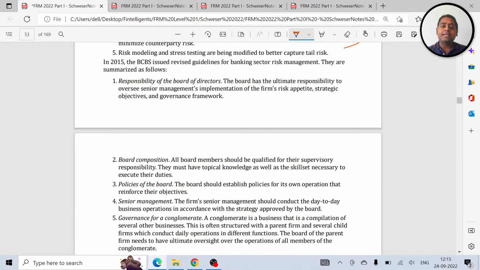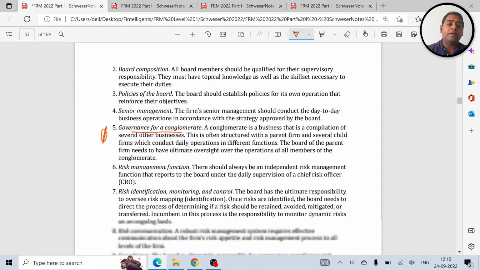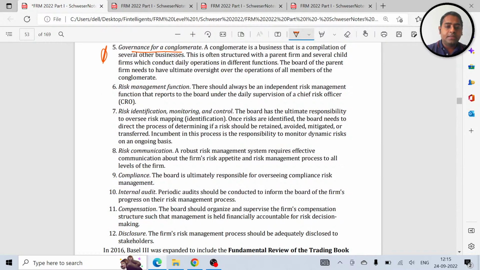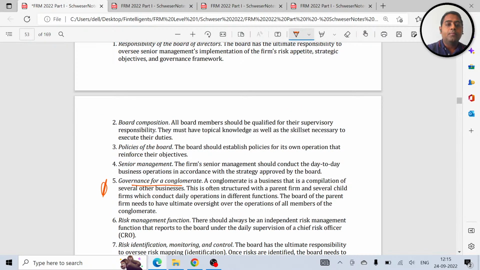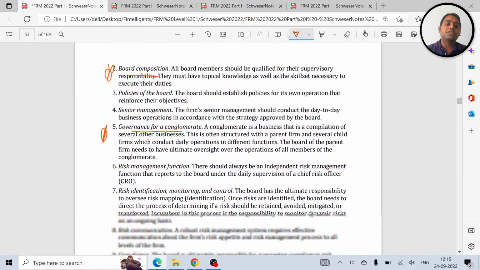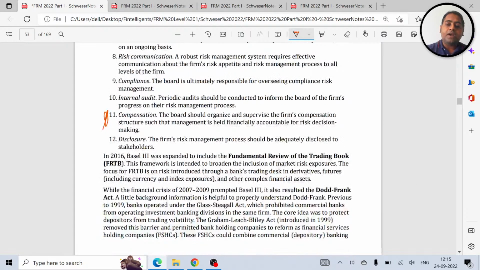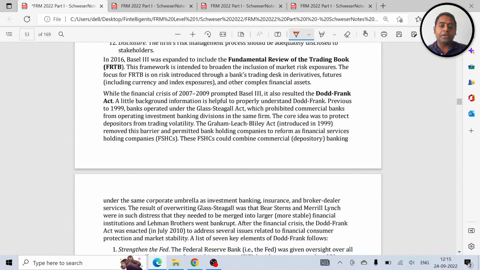The guidelines for the banking sector with respect to the BCBS part. Now over here, the governance of the conglomerate is important. I've heard in some of the white papers they're talking about it. Next is the compensation. There's one more point, board composition. So you can focus on these pointers at an overall level. FRTB, not to worry, it's more or less related to Level 2. I don't expect Level 1 students will be asked questions related to that.